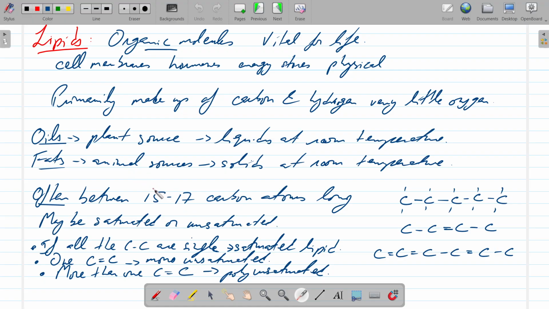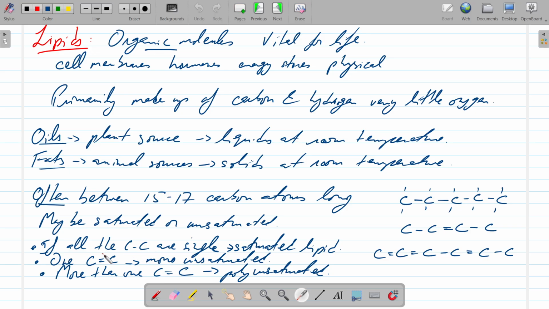The lipids in biological systems, and in human beings, are between 15 to 17 carbon atoms long. They could be different lengths, but generally between 15 and 17 carbon atoms. They may be saturated or unsaturated. So what's the difference? If all the carbons have single bonds and they're forming 4 bonds each, then it's a saturated fatty acid or lipid.